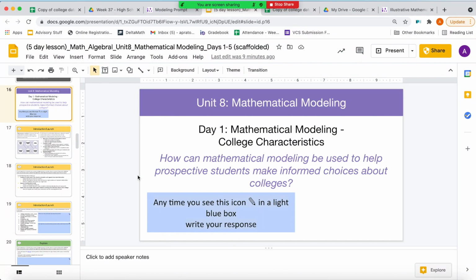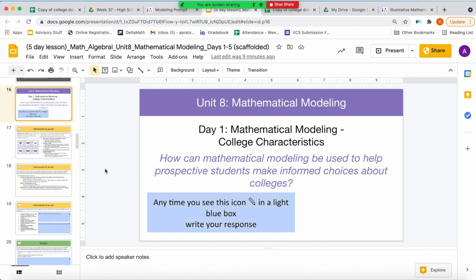And in the sequence of videos following this video, I'm going to give you some hints, tips, and guidance that you can use when completing Unit 8 mathematical modeling. For this video, we're going to focus on Day 1 mathematical modeling college characteristics. We're asking ourselves, how can mathematical modeling be used to help prospective students make informed choices about college?